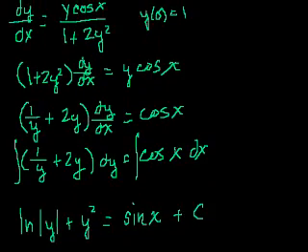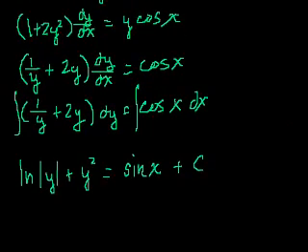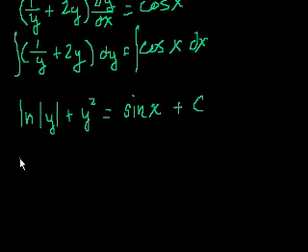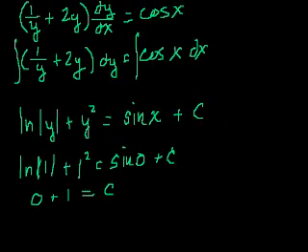And what was our initial condition? y of 0 is equal to 1. So when x is equal to 0, y is equal to 1. So ln of the absolute value of 1 plus 1 squared is equal to sine of 0 plus c. The natural log of 1: e to the what power is 1? Well, 0. Plus 1 is, sine of 0 is 0, is equal to c. So we get c is equal to 1.